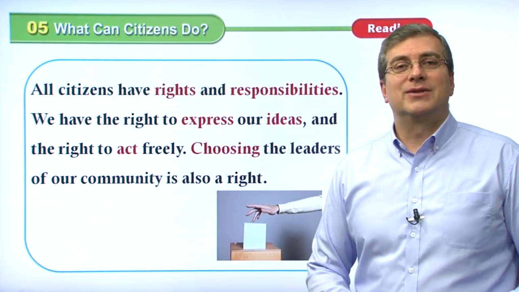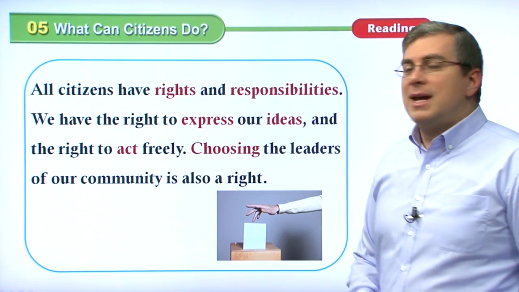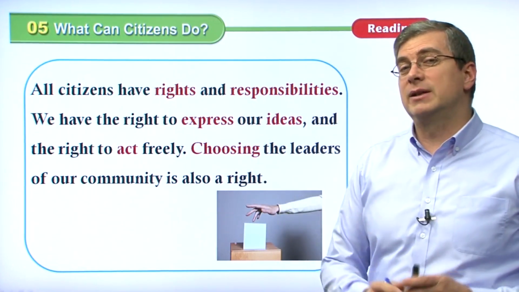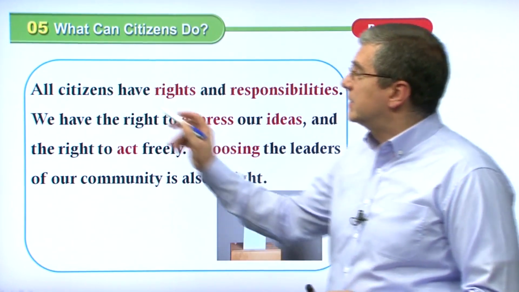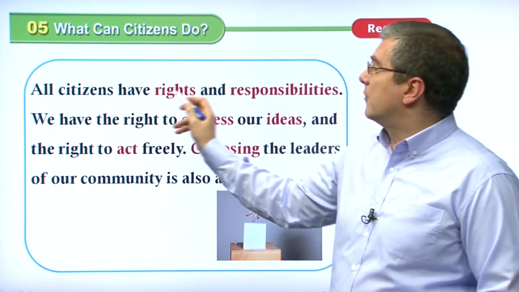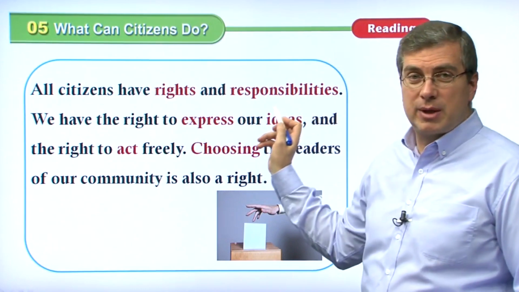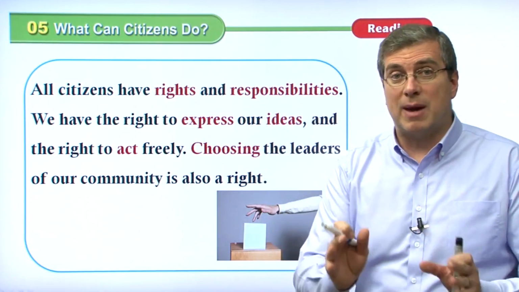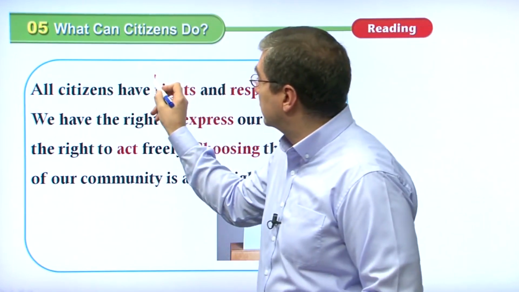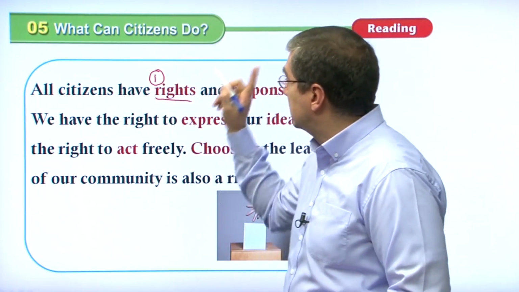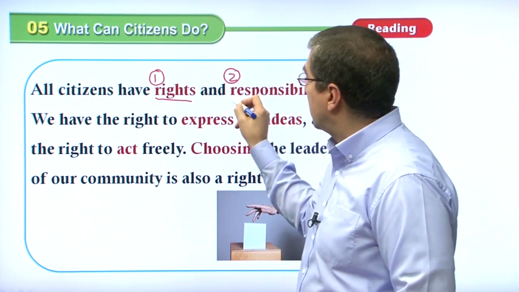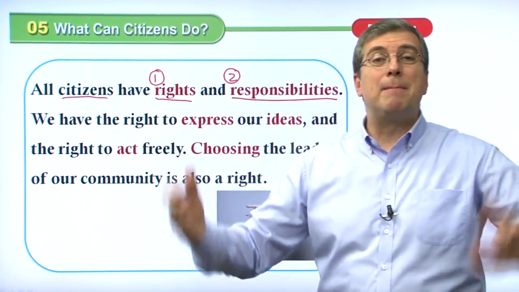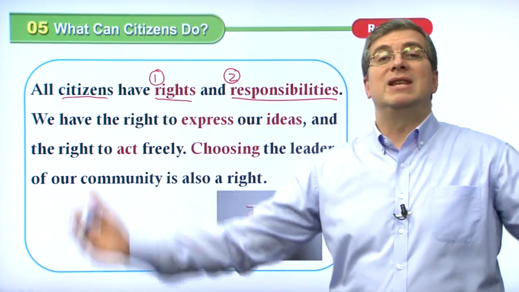Okay, welcome back. Let's go over the reading section together. Now here we have the reading section. Our first sentence is a very important sentence. It's our topic sentence. It says, all citizens have rights and responsibilities. That's our topic sentence. That's what this passage is about. It's talking about two things. One, rights. Two, responsibilities.